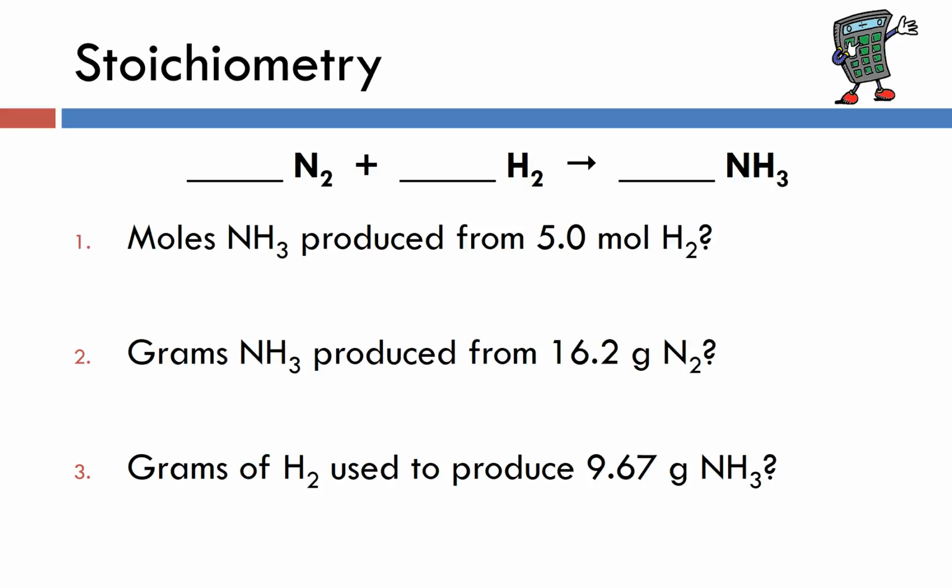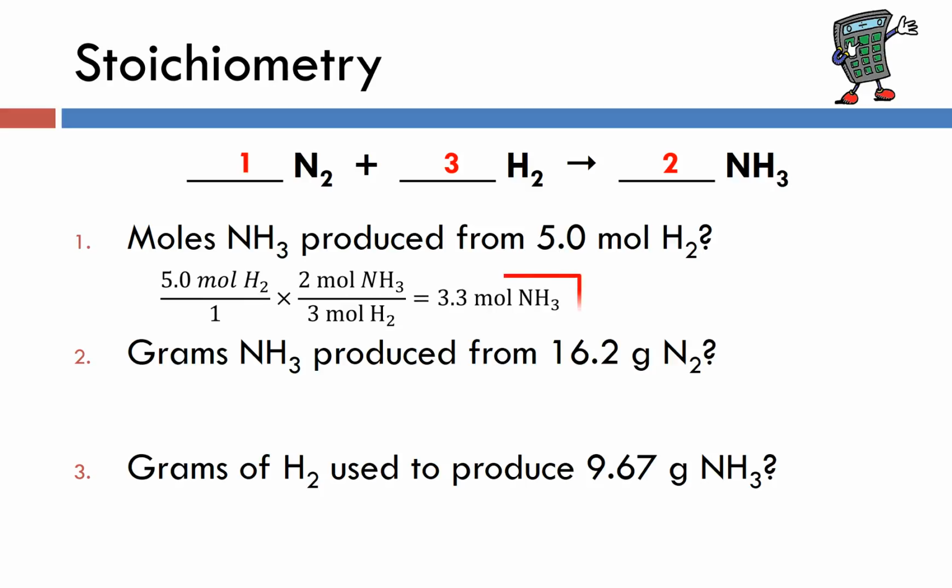As always, start by balancing the chemical equation. We've got the coefficients of 1, 3, and 2. So if you've got 5 moles of hydrogen that you're working with, you can go through the mole conversion, get moles of hydrogen to cancel out. You've got the 2 to 3 ratio, ammonia to hydrogen, and you end up with 3.3 moles of ammonia.